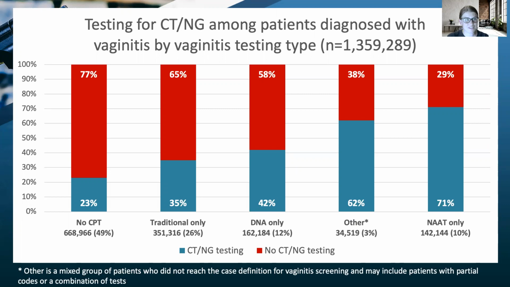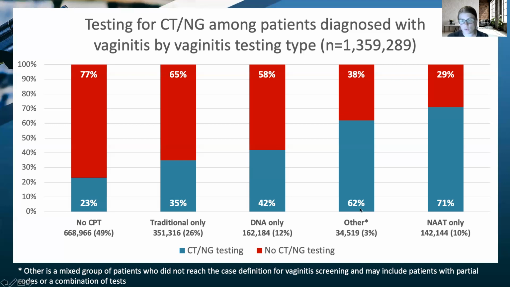And even more concerning is that among those who didn't have any diagnostic vaginitis testing, only 23% underwent STI screening. For traditional testing, those who underwent wet prep testing, which made up 26% of the whole sample, about 35% underwent chlamydia and gonorrhea testing. And then you can see here the DNA probe and the NAT testing, our molecular diagnostic tests, where more patients underwent chlamydia and gonorrhea testing.